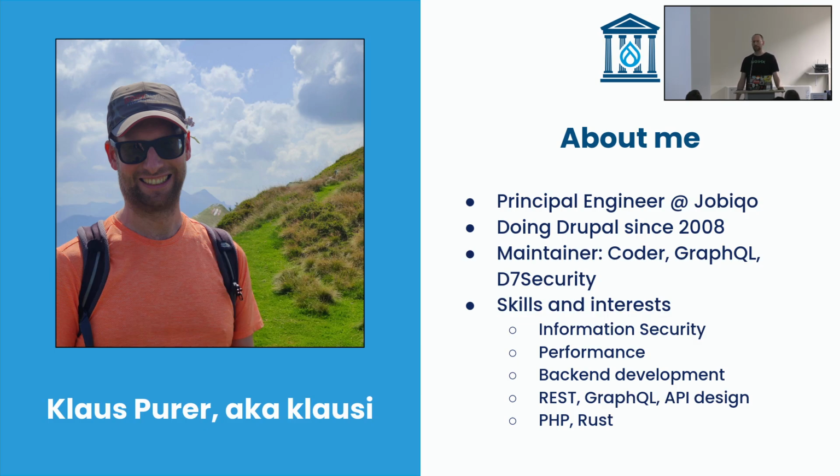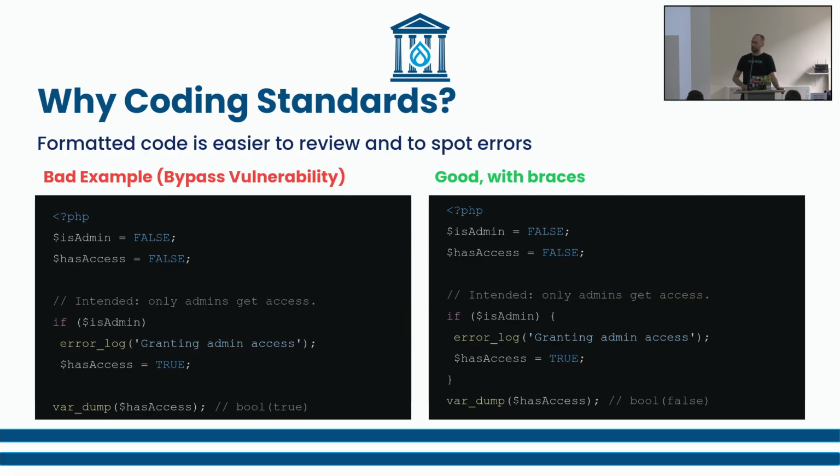My skills and interests are information security, performance, backend development, architecture, design at our company, working with the developers, telling them what they should do or what's the right thing to do. The programming languages I like are PHP, and Rust also has a certain part in this talk today. Let's jump right into it.